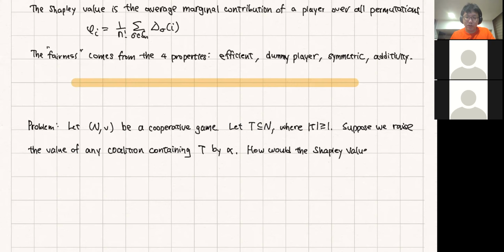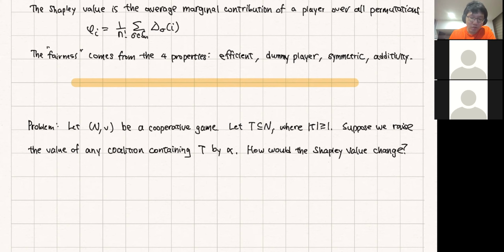Right, so you have the original game and you have a Shapley value for that game. And all of a sudden, for any coalition that contains this particular subset T, we added some value to that coalition, right? So everything will be increased by alpha if it contains T. So now the question is, how would the Shapley value change in this case?